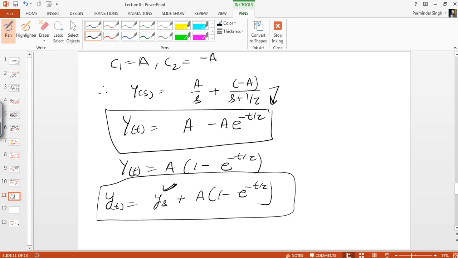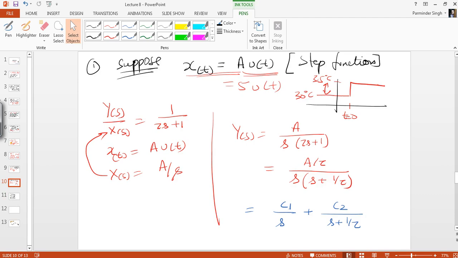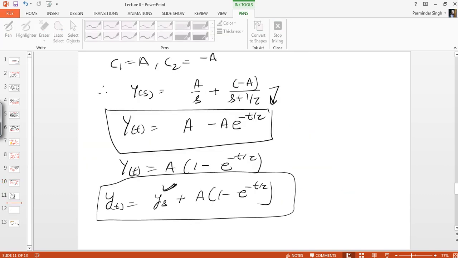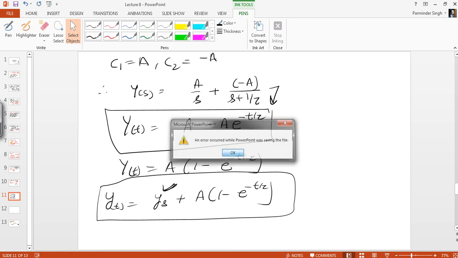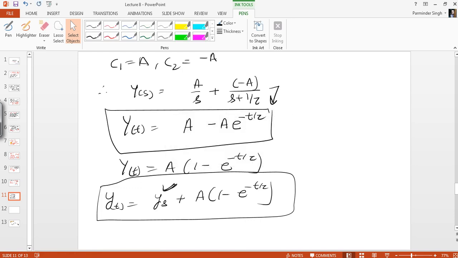Once you change the surrounding, once you change this parameter over here, once you change the surrounding temperature, so that surrounding temperature varies by this. That means after steady state the variation will occur with this given formula, that is A times 1 minus e to the power minus t by tau.